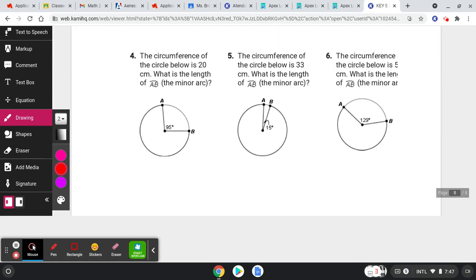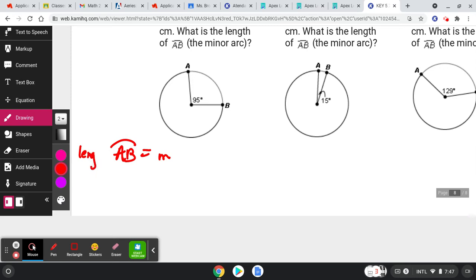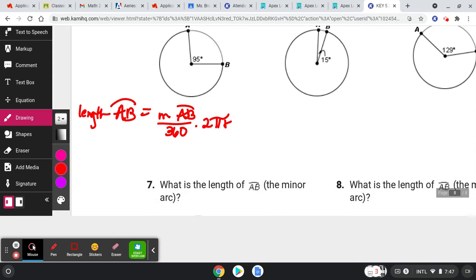Now the circumference of the circle below is 20. What is the length of the minor arc? So now they're just wanting a part. This is the new big idea. So here I go: the measure of length of AB is equal, hang on, the length of the arc is equal to the measure of the arc over 360, so part of the whole circle, times the circumference formula. This is the formula we're going to start with every time.